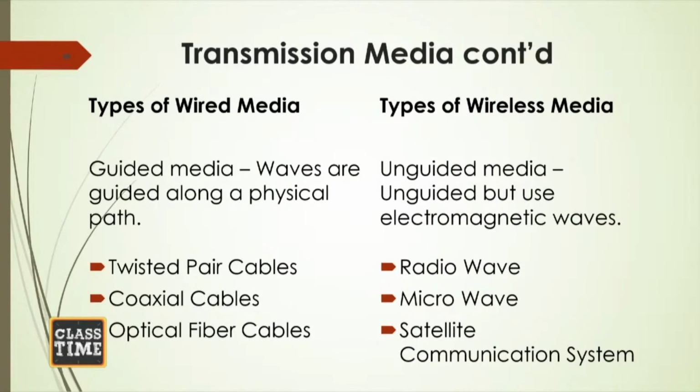Now, the types of wired media that we'll be looking at are twisted pair, coaxial cable, and optical fiber cables. And the types of wireless media that we'll be looking at are radio waves, microwave, and satellite communication. So the wired media are guided physically because we are using wires to ensure that information gets from one point to another point. And the wireless media is unguided, where we use waves and links.